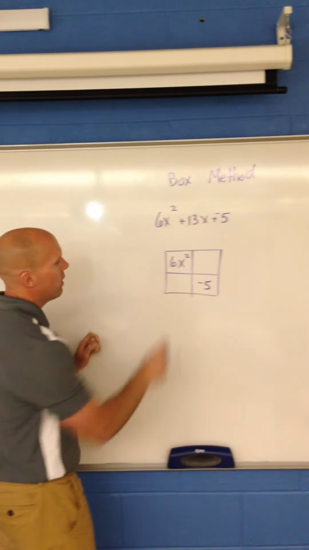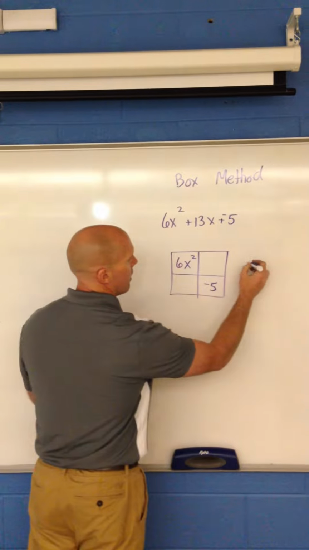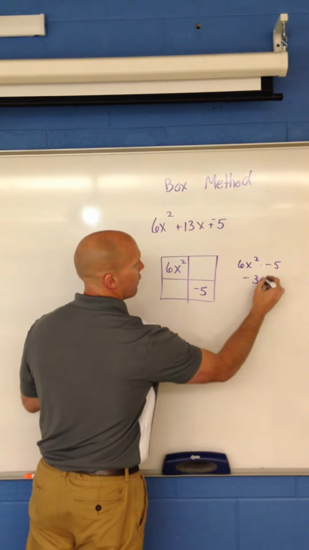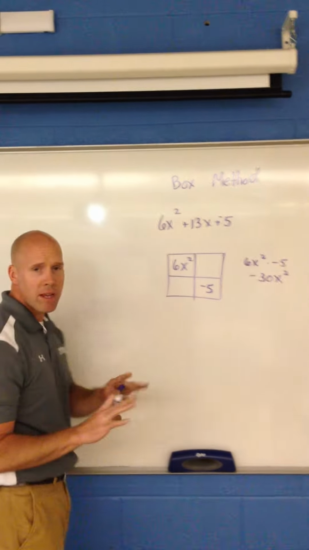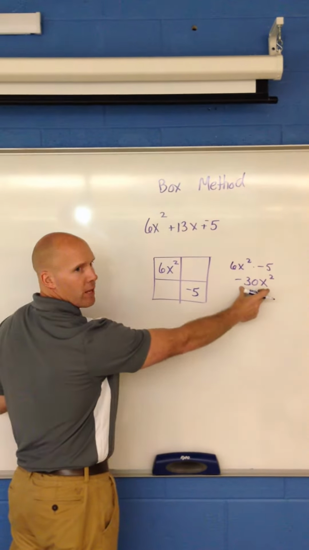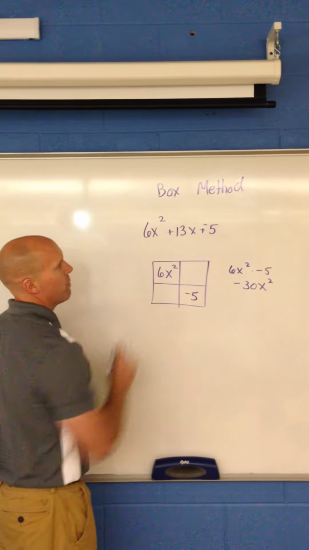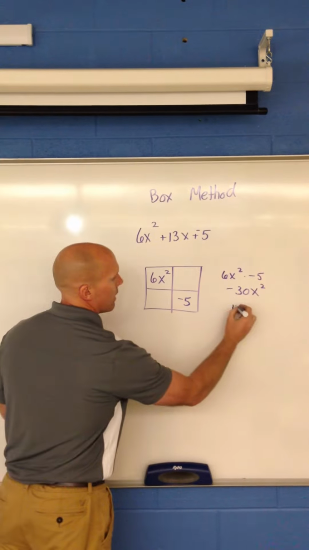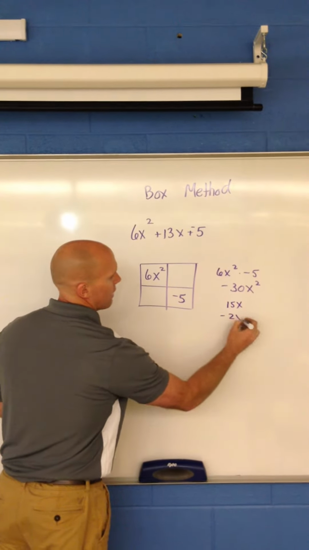And just like we did before, I'm going to go ahead and find the product of that. 6x squared times negative 5 is going to give me negative 30x squared. So keeping consistent with a lot of the other methods, I want to go ahead and find factors of negative 30x squared that add together to give me 13x. And we've done this, so we know that the factors are going to be 15x and negative 2x.